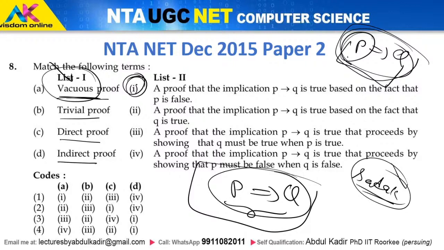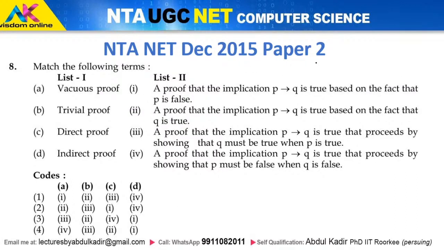Okay, so this A means 1. This A should go to 1, so the answer should be 1, I think. Let me check again. Trivial truth. Yes, this is trivial truth. Did you get this? Vacuous proof means if P is false, then automatically this complete thing will become true. This is vacuous proof. And what is the trivial proof?